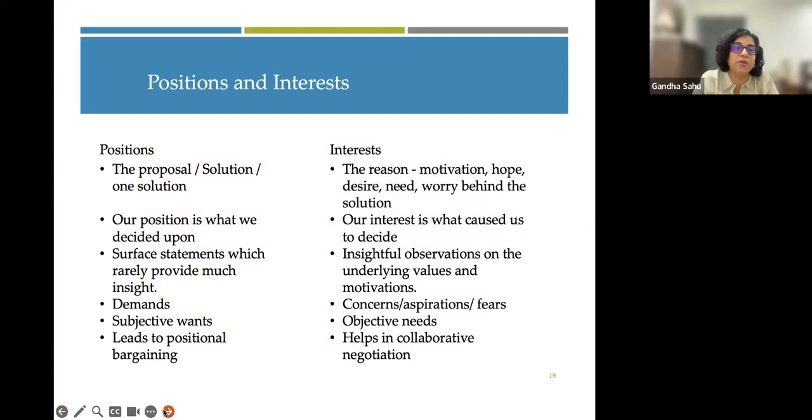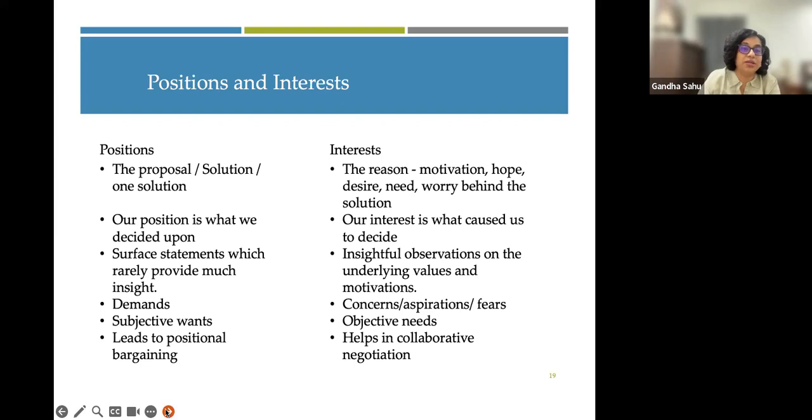So the position will generally be the proposal, the solution, and it will be one solution. When the parties come to you, they'll say something to the tune of, we have this problem. I have a dispute with my brother, I have a dispute with this professional, and if I'm given so much money, this is the solution. I'm coming to you to negotiate and get this solution. The interest is the motivation, hope, desire, need, worry behind the solution. Why they want that solution is the interest.